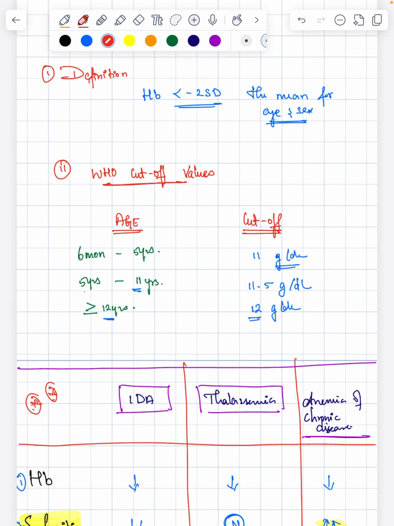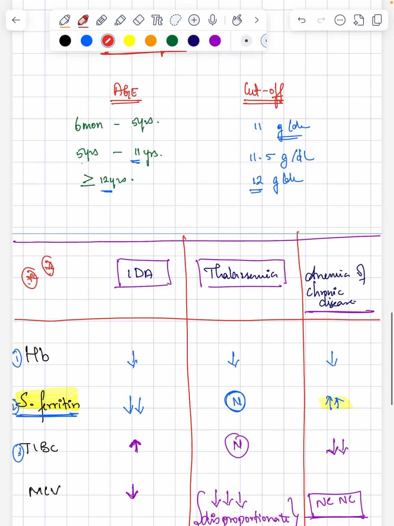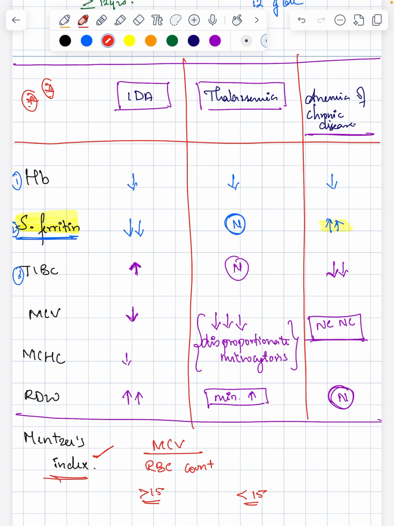So the definition of anemia is hemoglobin less than -2 standard deviation for the particular age and sex, while the cutoff values for the age group 6 months to 5 years is 11, for 5 to 11 is 11.5, and for more than or equal to 12 years is 12. For the difference between IDA, thalassemia and anemia of chronic disease, the main differentiating points are serum ferritin and TIBC. Serum ferritin will be low in iron deficiency anemia while it is increased in anemia of chronic disease, while TIBC will be increased in IDA and decreased in anemia of chronic disease.